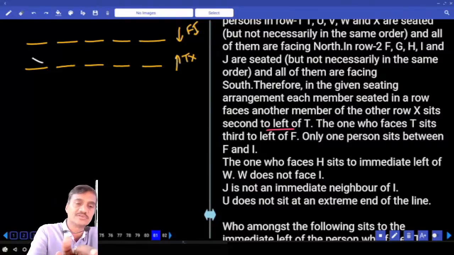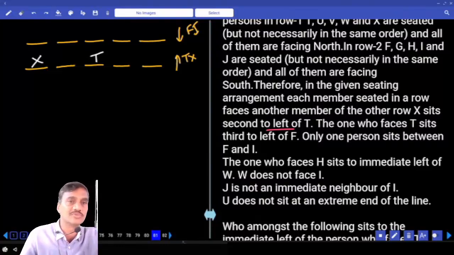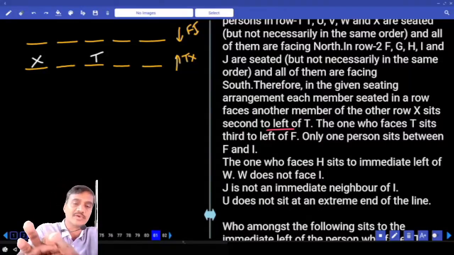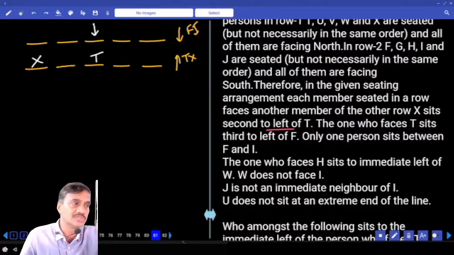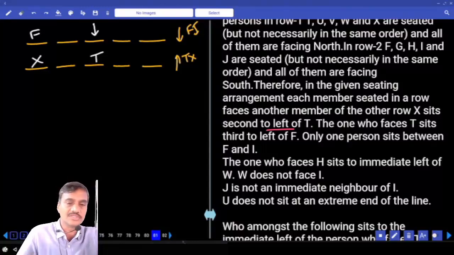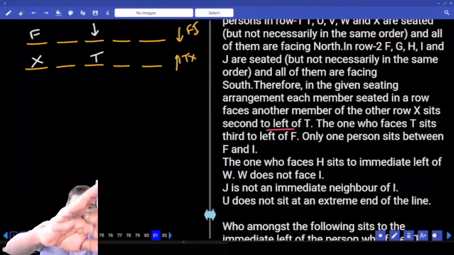X is seated second to the left of T. This is one such possibility. At the same time, the one who is facing T sits third to the left of F. Is it possible? Not possible. At the most, it is only second to the left of F, but it cannot be third. Hence, this case is ruled out. Hence, X cannot be at this place.